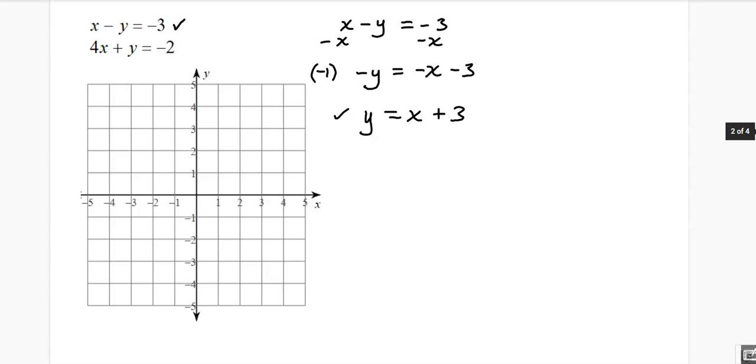And because of that, I can now say, okay, there's my y-intercept at (0, 3). And I have a slope of 1, which tells me to go up 1, right 1.